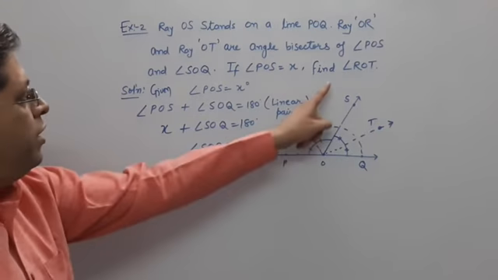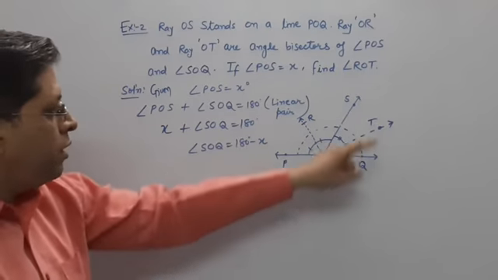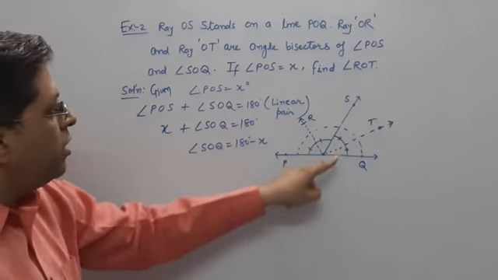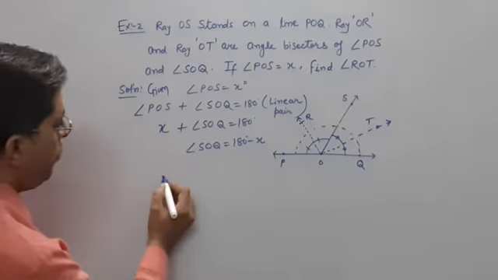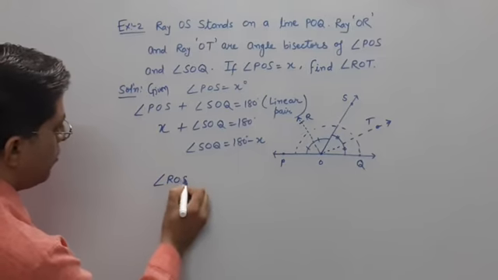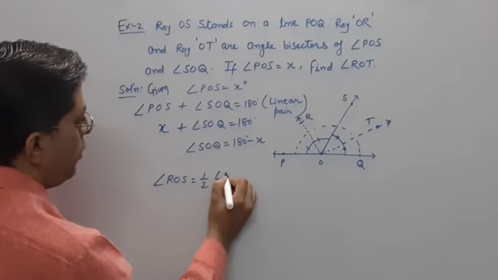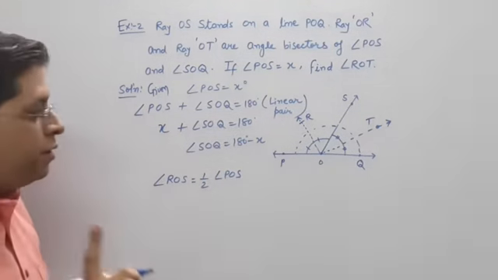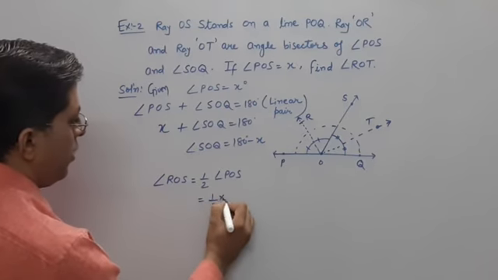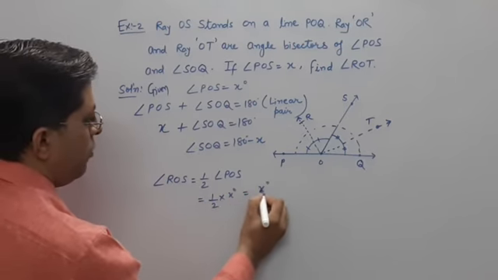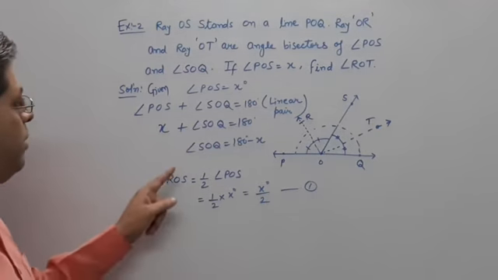But what you have to find out? You have to find angle ROT. For that you have to find ROS and TOS. Now see, what is ROS? ROS is the bisector of angle POS, isn't it? It is given in the question, and half of POS is X degree. So ROS will be X degree upon 2. First thing.